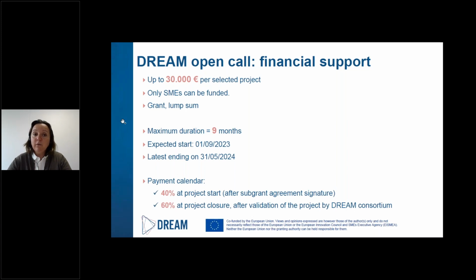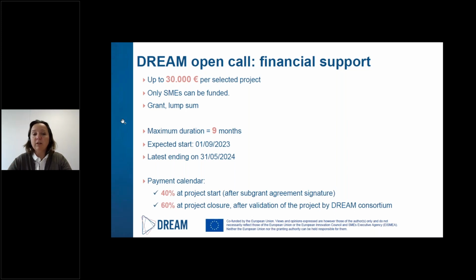So since the granting of the lump sum does not foresee the delivery of cost statements, the use of the budget will be controlled by considering the technical advancement by the DREAM consortium partners. Subcontracting is allowed, but without exceeding 30% of each SME budget. And the final technical evaluation will assess the coherence of the money spent with the achieved results.